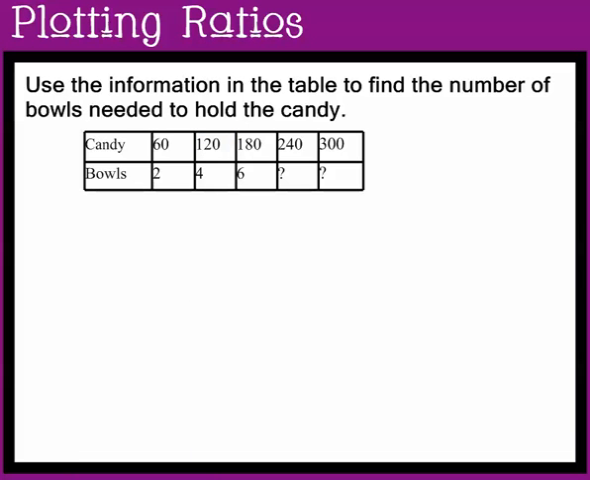Okay. We had 60 times 2 here, and that works for the number of bowls also, because 2 times 2 is 4. Now 180 happens when we multiply 60 times 3. Well, that means we'd have to multiply the number of bowls, or 2 times 3, to get 6. And I know that 60 times 4 gives me 240, so all I need to do is multiply my 2 bowls by 4 to find out that I would need 8 bowls to hold the candy. And then in that last column, I know that 60 times 5 is 300, so I would have to multiply 2 times 5 to find out that I need 10 bowls.